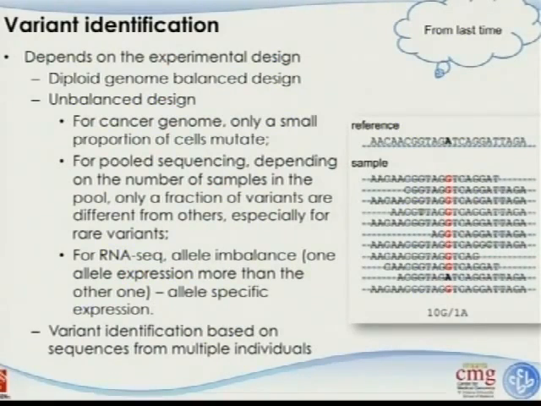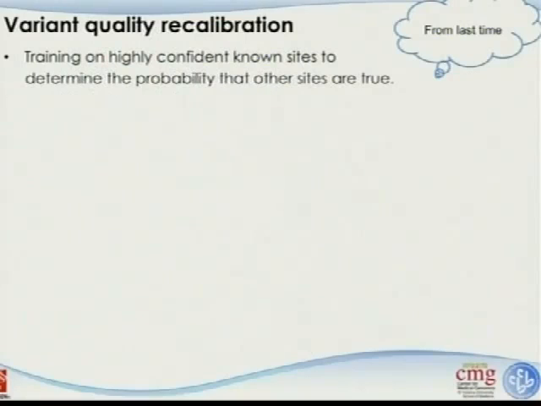And variant identification based on sequences from multiple individuals is another topic we talked about. For most applications, we don't really need that unless it goes to low coverage sequencing, like the 1000 Genomes, which is only 4x coverage. Right? And we talked about variant quality recalibration.